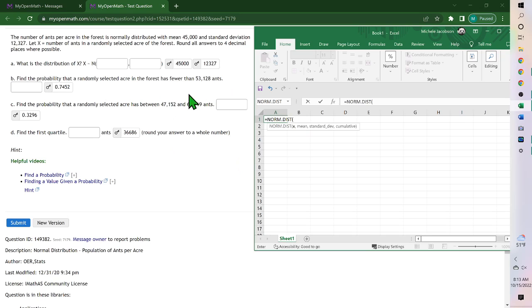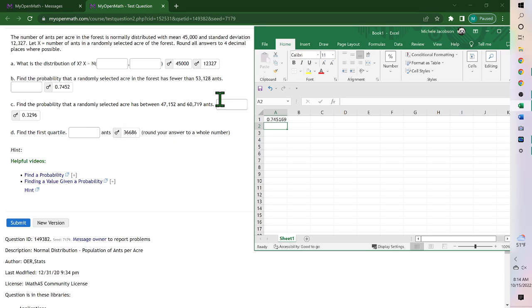Then you put your number of ants, 53,128. Your mean, 45,000. And standard deviation. And then they want the percent under the curve, the cumulative, and that would be 1. So there's your number.